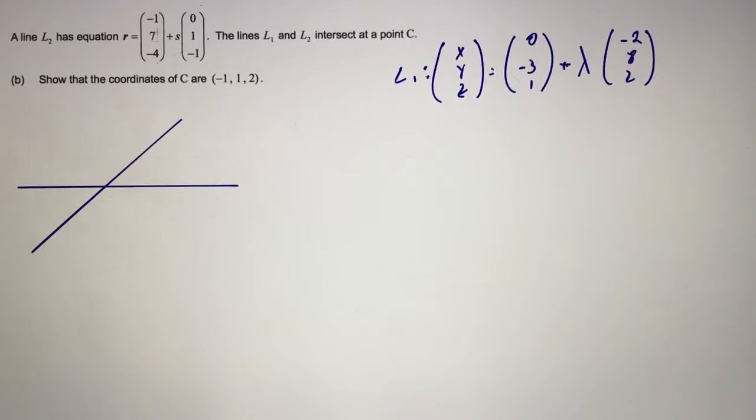A line L2 has this equation. B, lines L1 and L2 intersect at a point C. Show that the coordinates of C are -1, 1, 2.